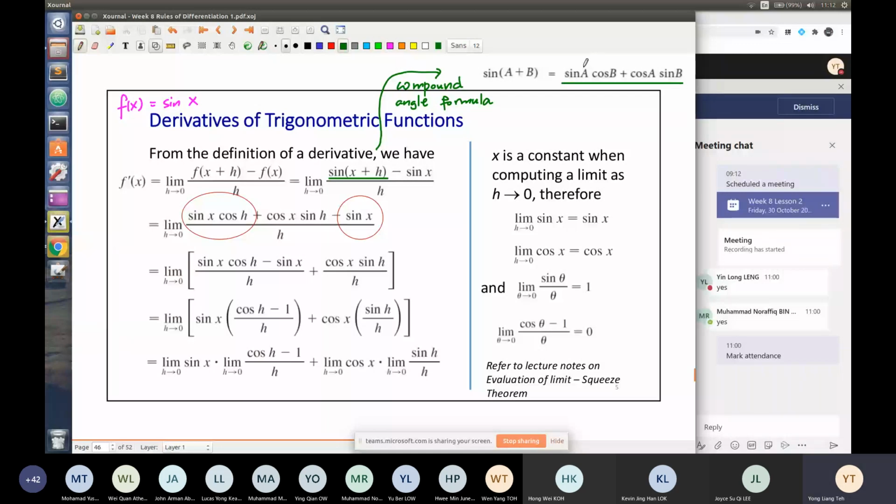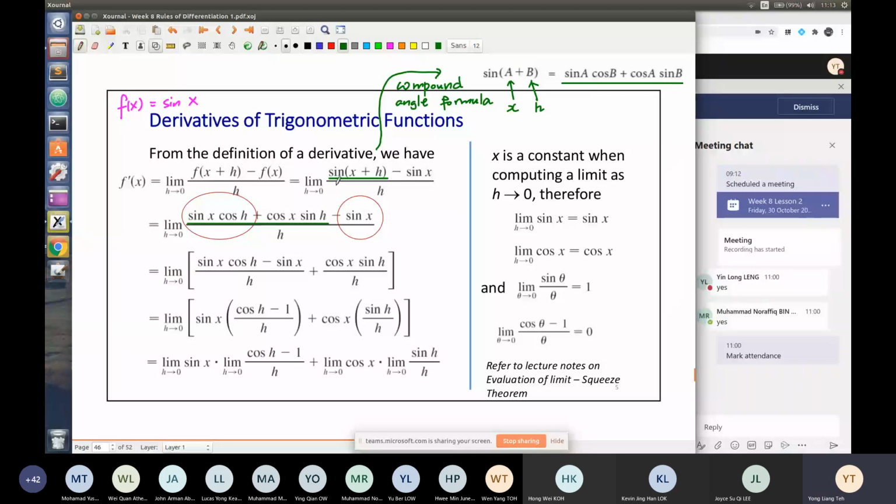sine x multiplied by cosine h, as you can see here, plus cosine x sine h. Okay, so all I need to do is to treat this as x and treat this as h. Of course this is plus, so whichever you treat as h or x does not matter. If you swap x and h here, then you will just swap the terms here. So it wouldn't matter.